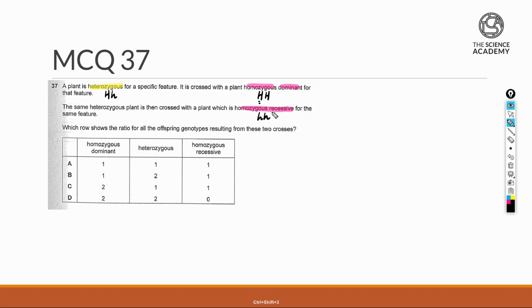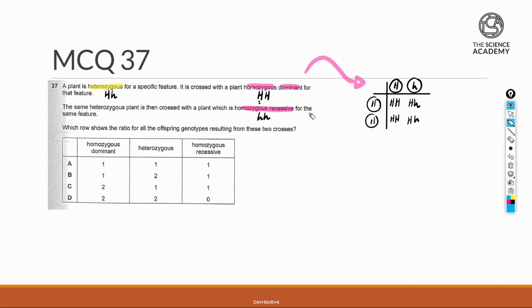So for the first cross, we're going to draw just a simple Punnett square. For the first cross here, we're filling in using the heterozygous individual, circling out the gametes, as well as a homozygous dominant individual, circling out the gametes. We'll be getting homozygous dominant, homozygous dominant, heterozygous dominant, and heterozygous dominant.